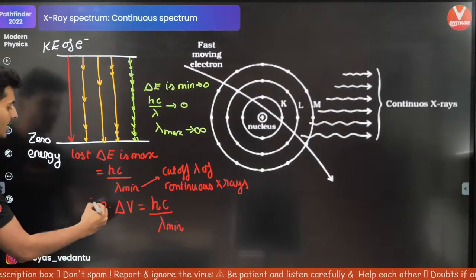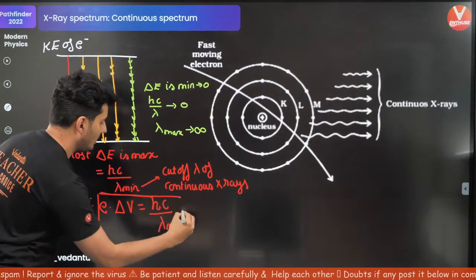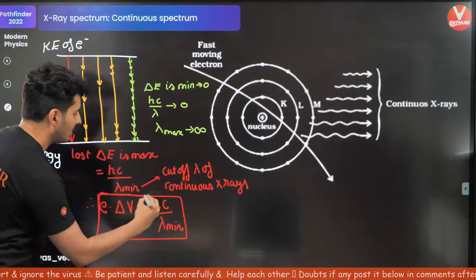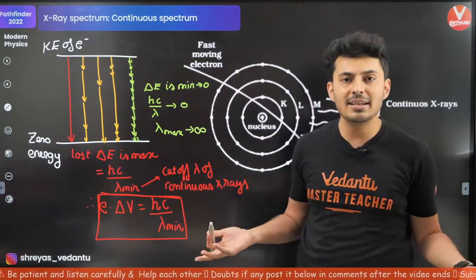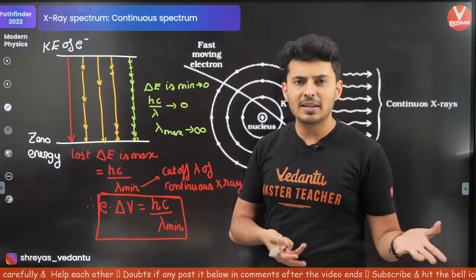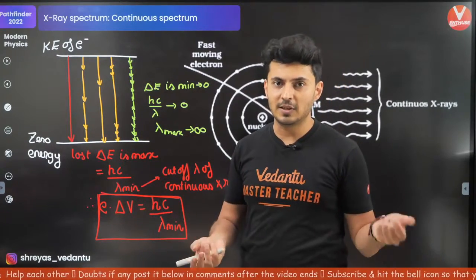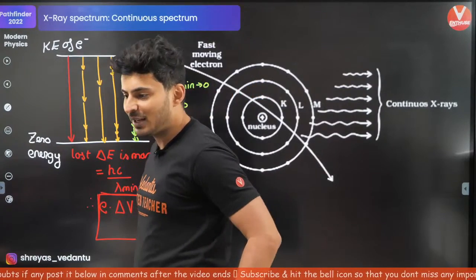Very interesting equation. Something which you should be aware of. It's not difficult to remember, but you need not remember also. Reason? Come on. Energy due to acceleration, charge into potential difference, is equal to energy of photon, hc by lambda. As simple as that.